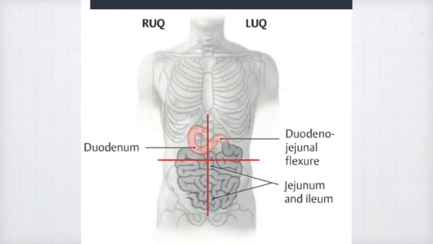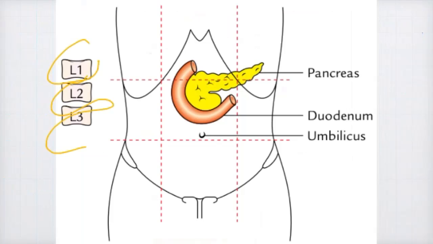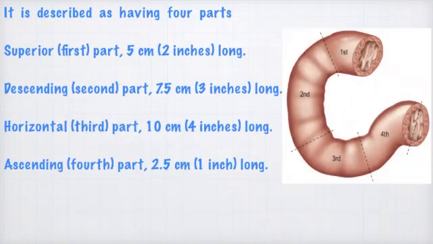So this is the location of the duodenum, right? L1, L2, L3, pancreas. So the four parts are the first part, second part, third part, and fourth part.